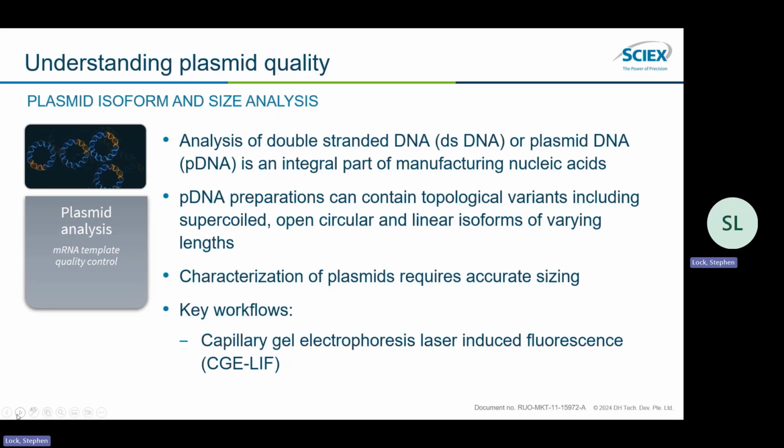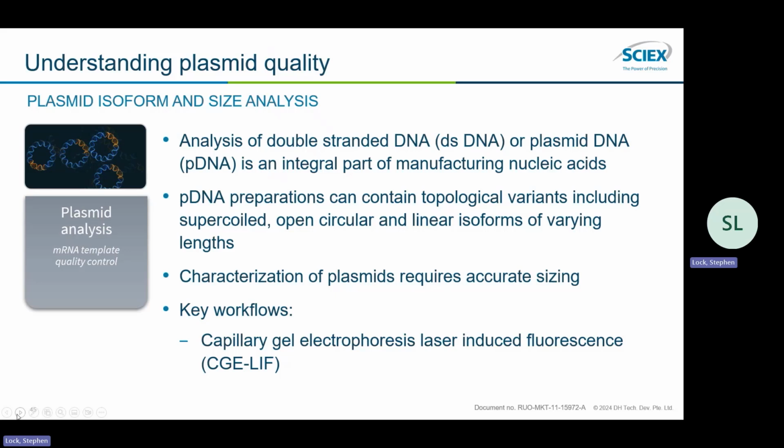Plasmids or pDNA, as I mentioned, is an integral part of manufacturing nucleic acids. But they can contain topological variants, and these are sort of shape variants, and these include things like supercoiled, open circular, and linear isoforms.